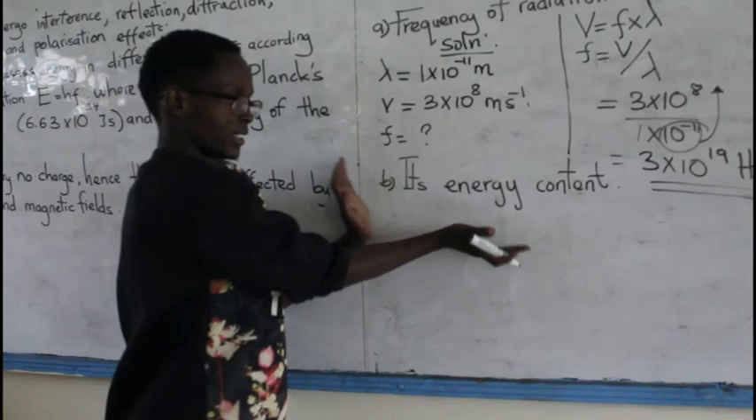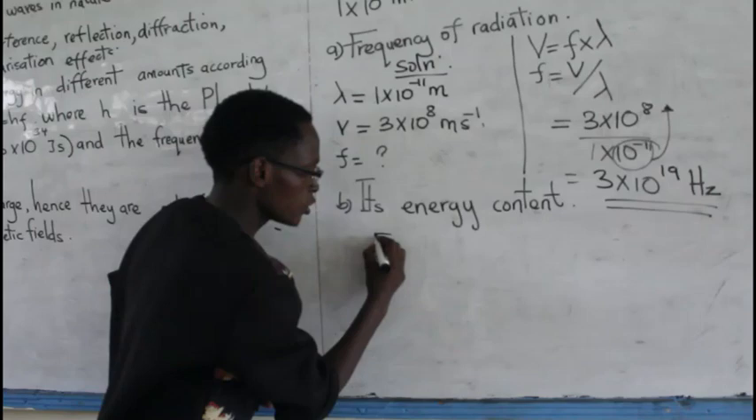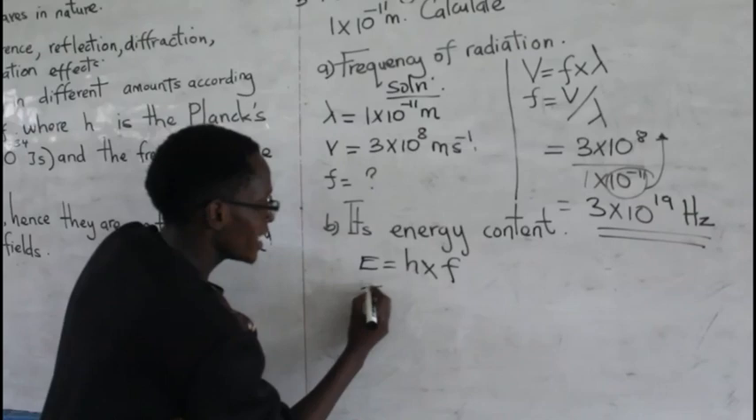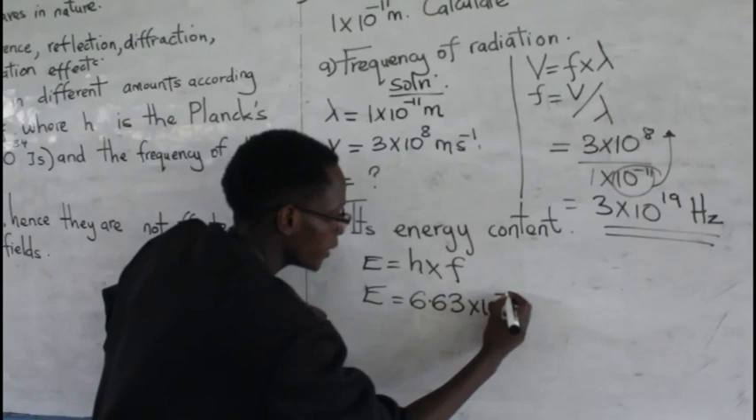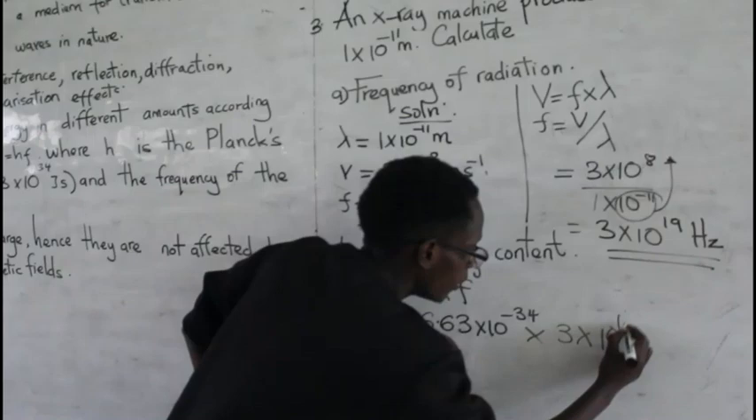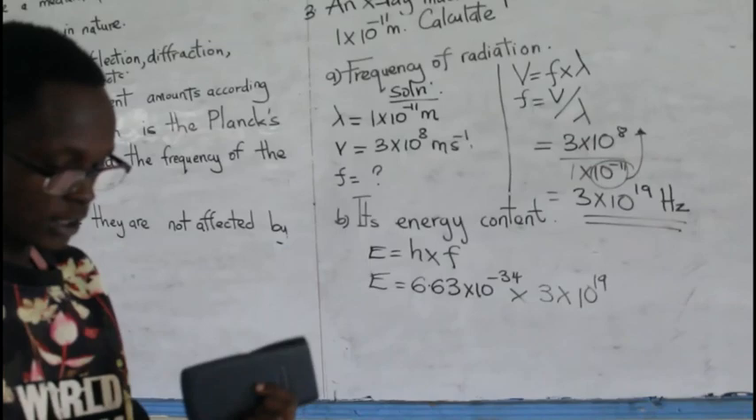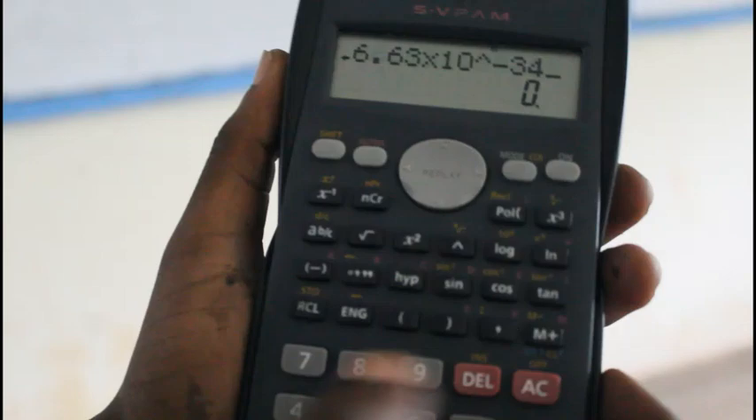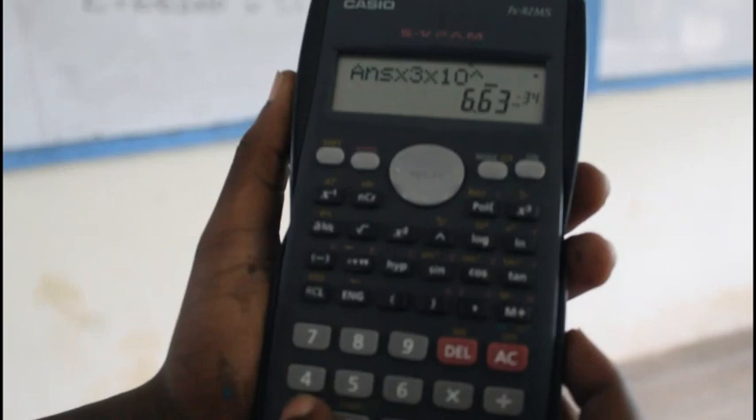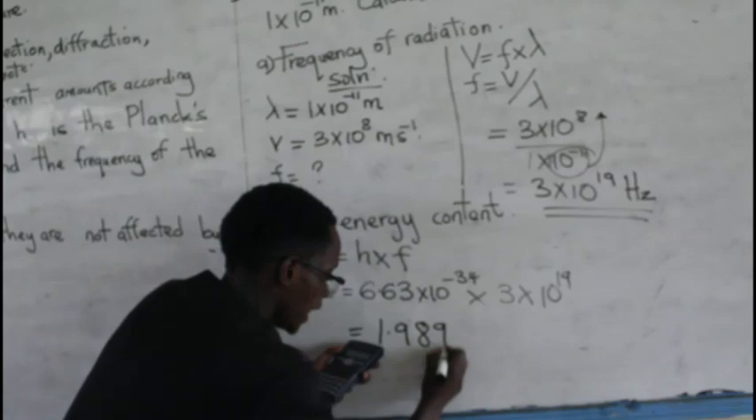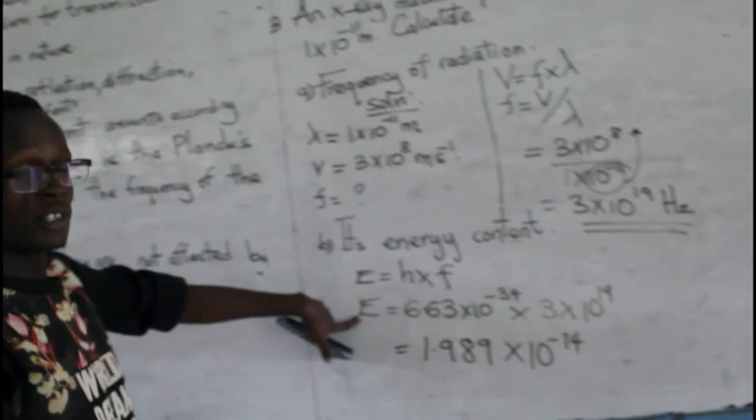So for B, calculate its energy content. Whenever you see a question asking you about energy, just remember Planck's formula. Energy is equal to Planck's constant multiplied by the frequency. So energy is equal to 6.63 times 10 to the negative 34 multiplied by 3 times 10 power 19. Let's see what that's going to give us on the calculator. It gives us 1.989 times 10 power negative 14. But remember, since it's energy, it's joules. And that's our final answer.